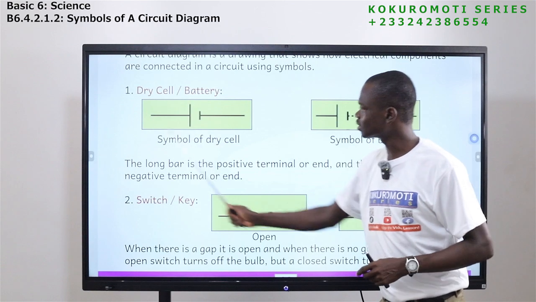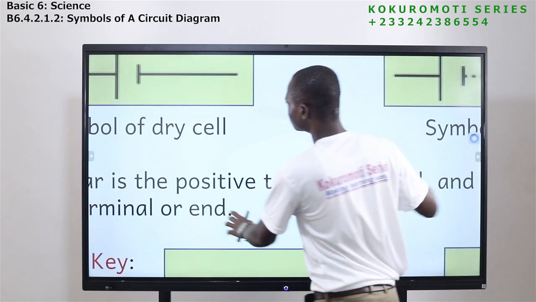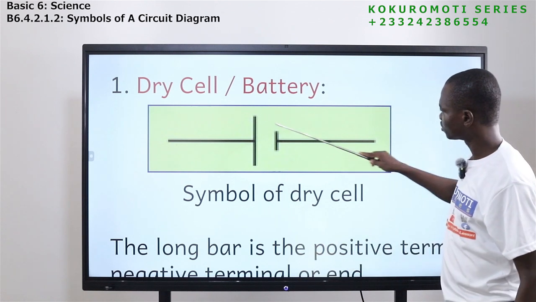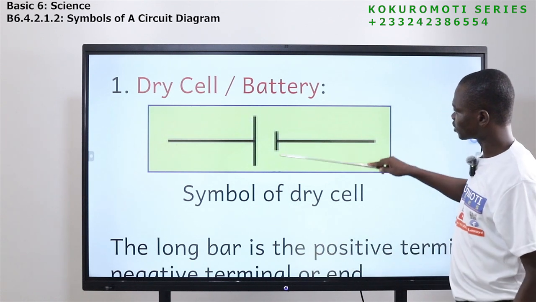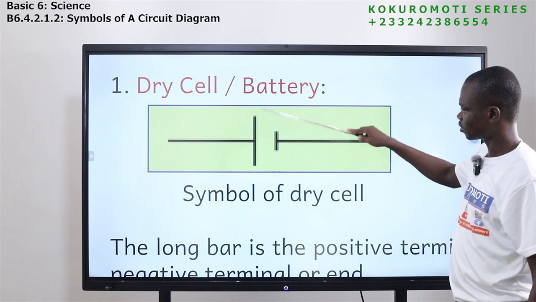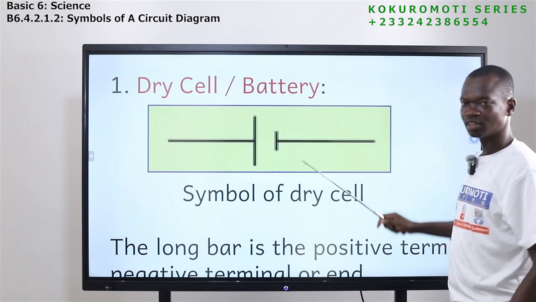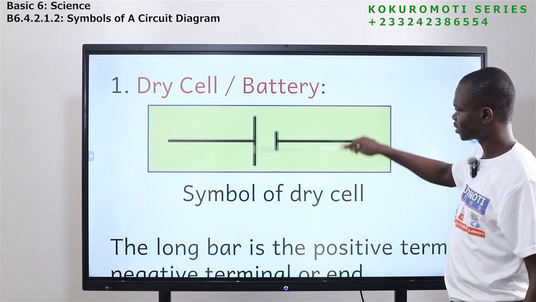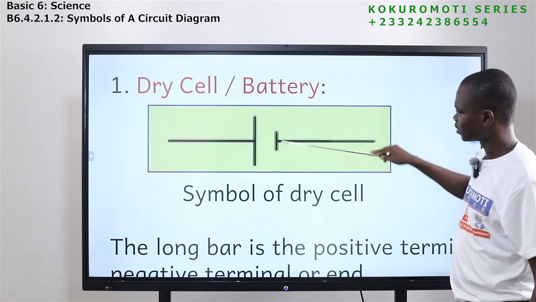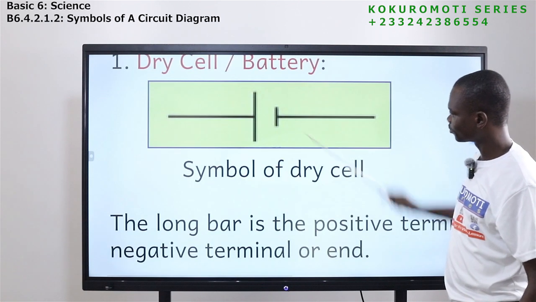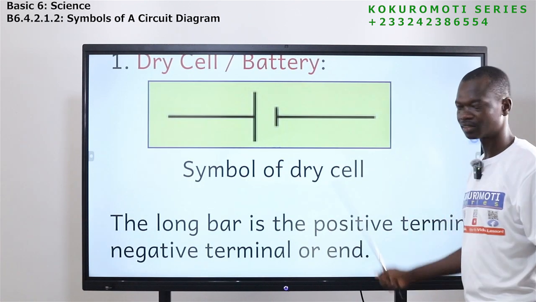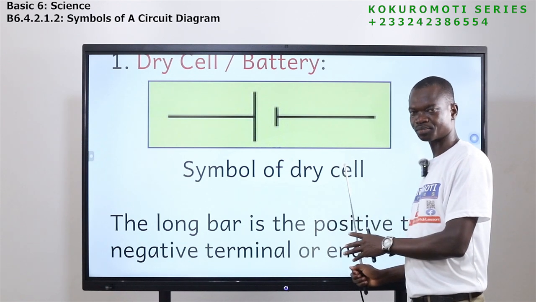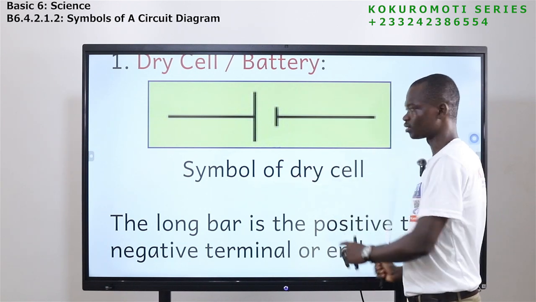So if you look at this, this is a symbol. Have you seen it? This is a symbol. So anytime you see this symbol, you see this side is shorter, this is longer. So if you look at this and this, you see that they are not the same. This is taller than this, but there is space here. This symbol is what? Dry cell. This is how dry cell is represented. So we use this symbol for dry cell.